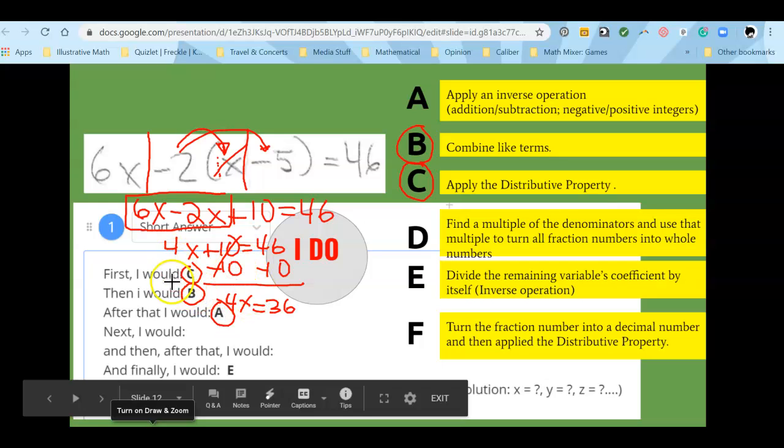So let's go through our checklist again. To solve this equation, first I would C, apply distributive property. After that, I would B, combine like terms. After that, I would what? A, apply inverse operations. And then finally, I would E, divide the remaining variable's coefficient by itself.